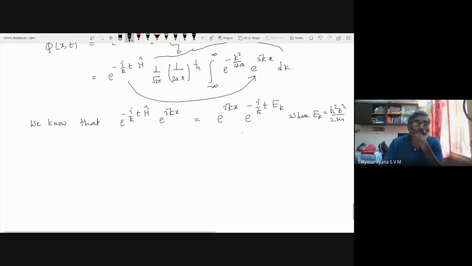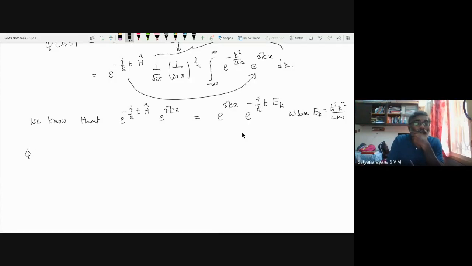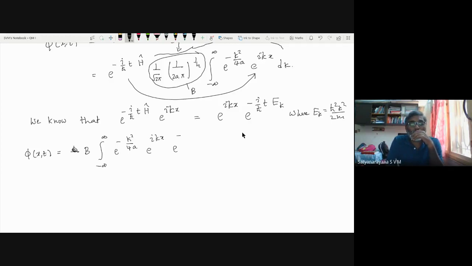So now we are ready. So phi of x comma t is equal to 1 over, so let me call this entire thing as some constant b. I don't want to write it again and again, so let me call this as b. So this is b into integral minus infinity to infinity e to the minus k square by 4a into e to the ikx into e to the minus i by h cross into t into h cross square k square by 2m.